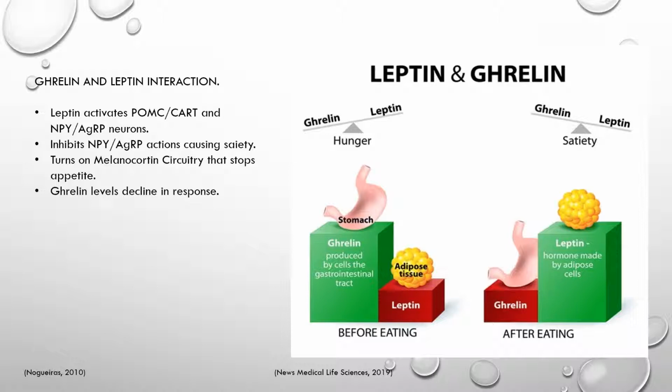Ghrelin is considered to have a role in obesity, though exactly how is still being investigated. Ghrelin levels in those who are obese are low. It is suggested that the NPY and AGRP neurons have been damaged and do not function. Also, hypothalamic AMPK activity is suppressed.